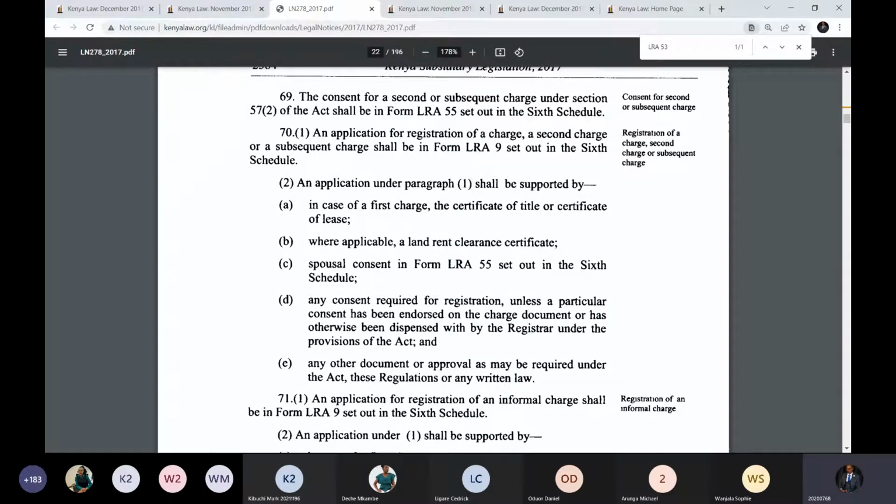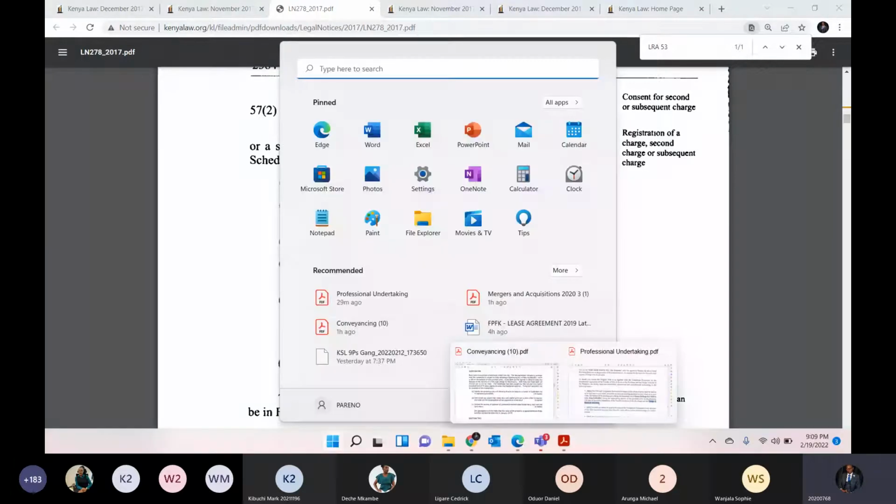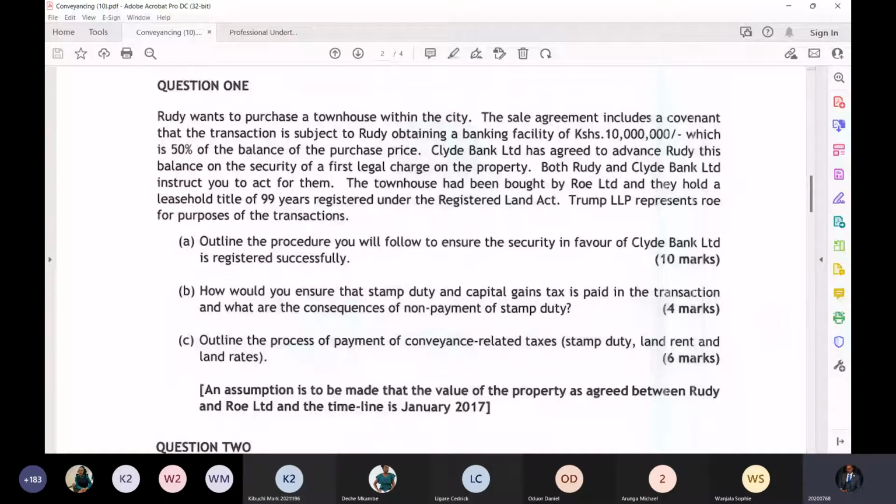What is the essence of having a post-registration search in this matter? Why should you do a post-registration search as an advocate for the chargee? To ensure that the charge has been registered in the chargee's name. Yes, to ensure that the charge has been registered in the name of the chargee, the bank now. Yes. And you have your 10 marks.